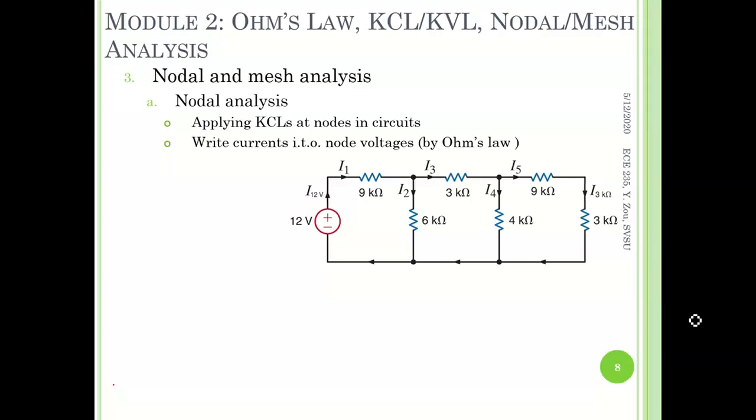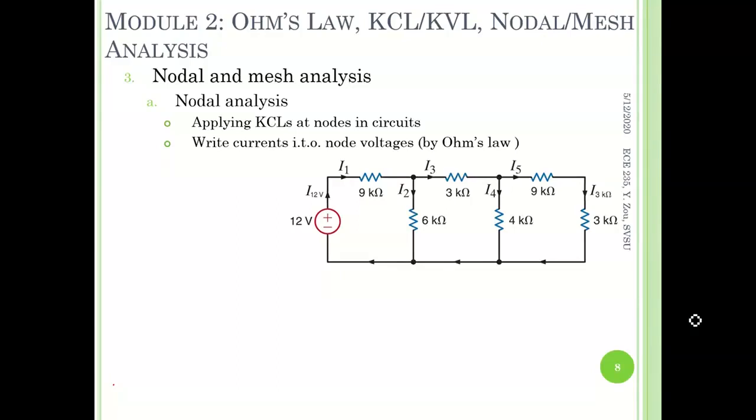Module 2, number 3, Nodal and Mesh Analysis. So first of all, please be fully aware that we finally start to analyze the circuit, which is the core of this course. So we are going to introduce two alternative techniques to achieve the current or voltage at anywhere in the circuit: nodal and mesh.